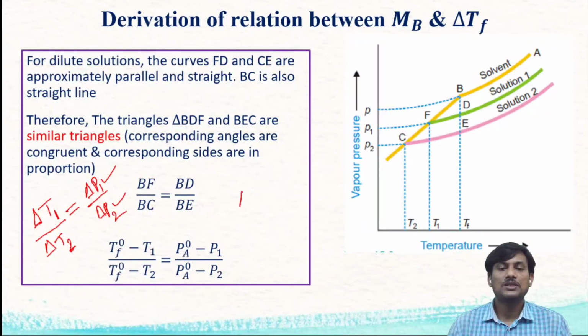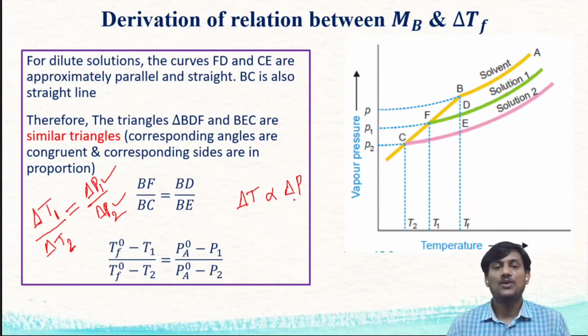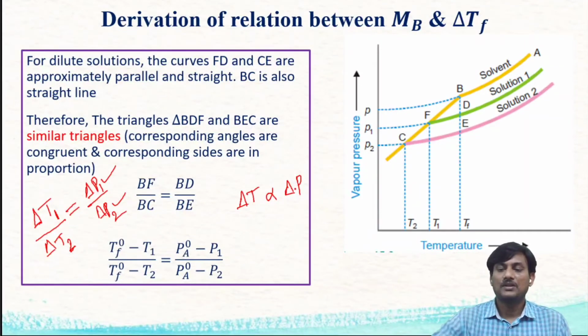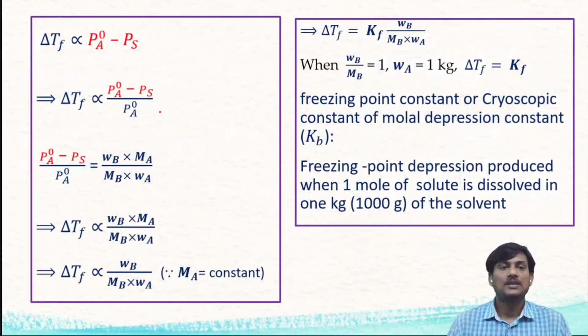From this equation, you can say delta T is directly proportional to delta P, means the depression of freezing point is directly proportional to lowering of vapor pressure. So you can write delta TF is directly proportional to lowering of vapor pressure, that is PA naught minus PS.